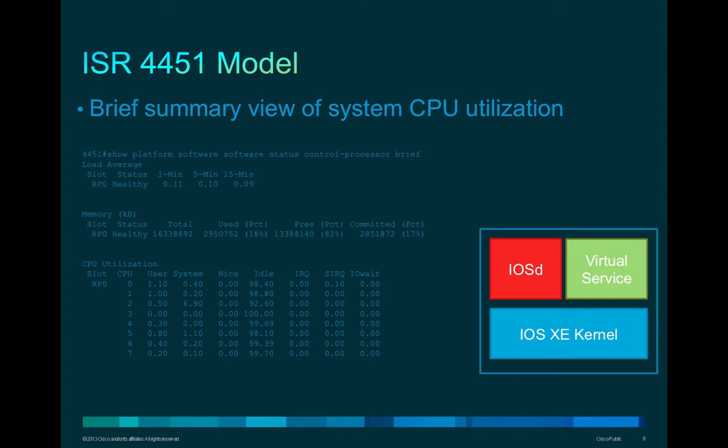For a very simple summary view of the total CPU utilization of the control plane system, one may issue the command show platform software status control-processor brief. This gives a per-core idle percentage value and some historical utilization data alongside memory utilization statistics.